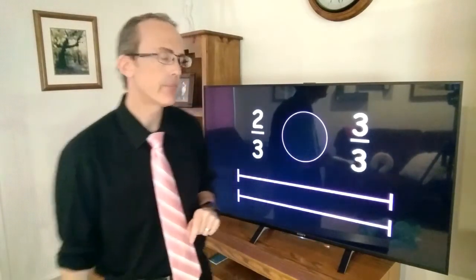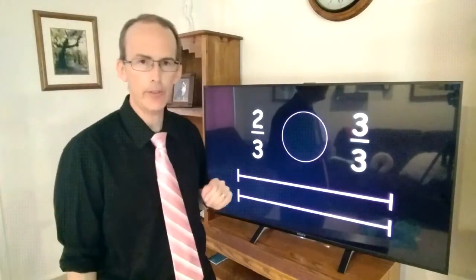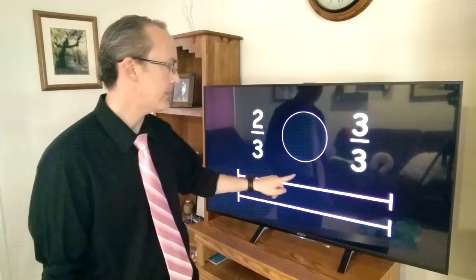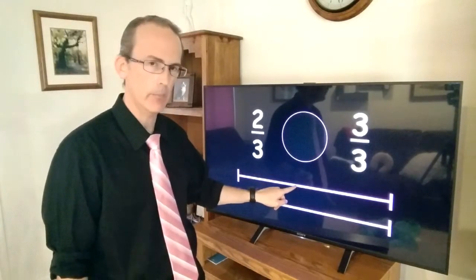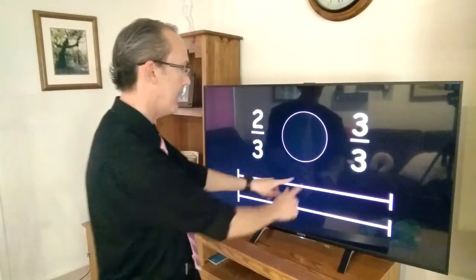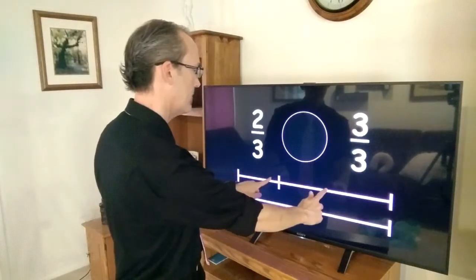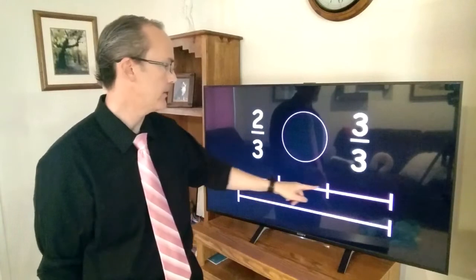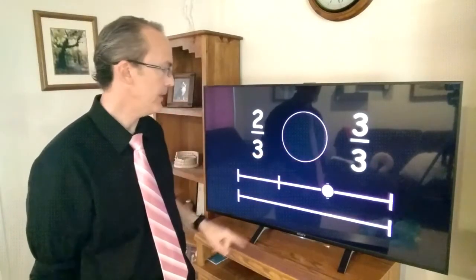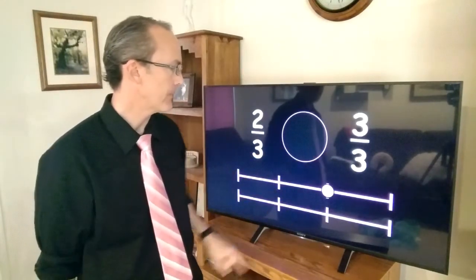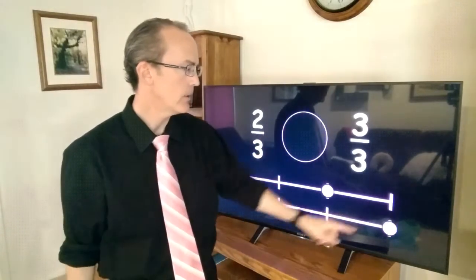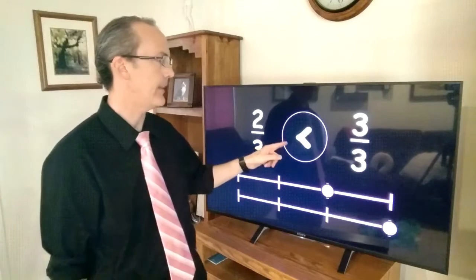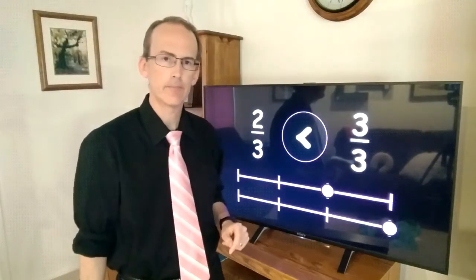Let's try another one. Here we have 2/3 and 3/3. Remember, dividing the line with an odd number like a 3, we cannot just cut the line in the middle. We use that to help guide us. Now we find the 2nd piece. 1, 2. Next, 3 pieces. And we find the 3rd piece, which is the whole. And 2/3 is less than 3/3.